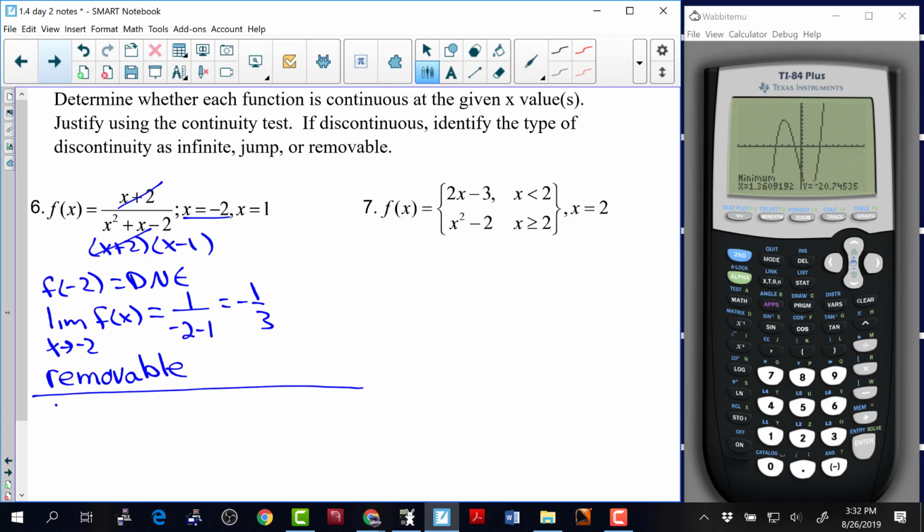For 1, f of 1 also does not exist. And the limit as x approaches 1 of f of x does not exist either. This is an infinite discontinuity.